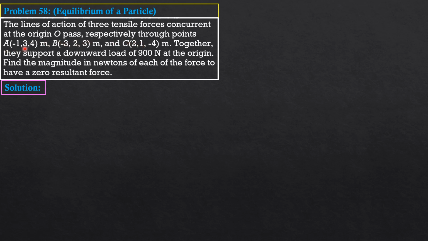So therefore, for force 1 or SA, it is -1i plus 3j plus 4k over the distance, square root of 1 squared plus 3 squared plus 4 squared. So as simple as that. So the tension A is SA times quantity -i plus 3j plus 4k over square root of 1 squared plus 3 squared, 10, plus 4 squared, 16. So 10 plus 16 is 26, so square root of 26. I'm not showing it here, but I mentioned how to solve for the square root of 26.